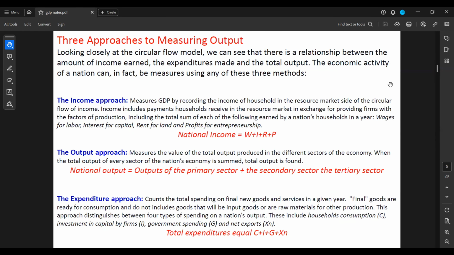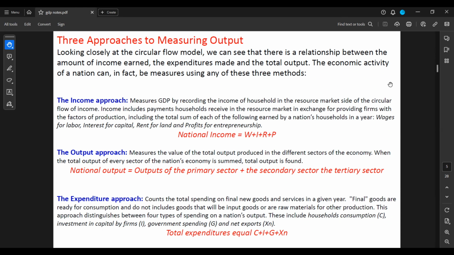Three approaches to measuring outputs. Moving on. Looking closely at the circular flow model, we can see that there is a relationship between the amount of income earned, the expenditures made, and the total output. The economic activity of a nation can, in fact, be measured using any of these three methods.